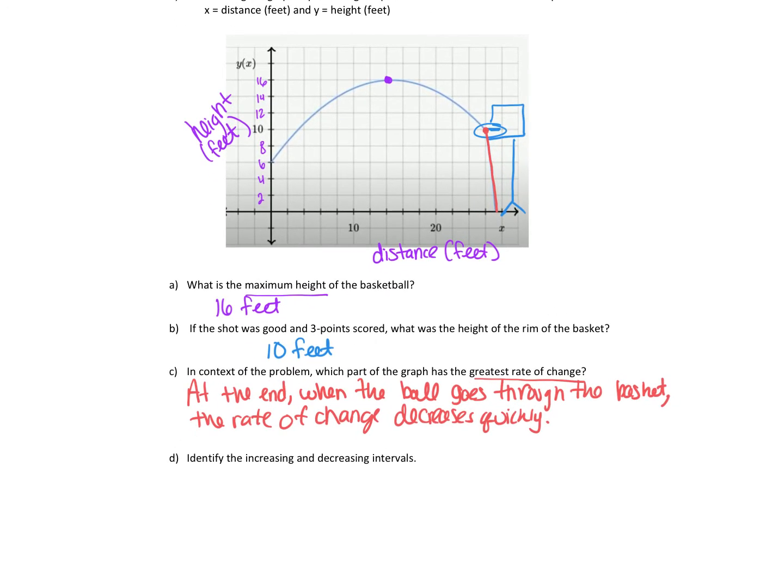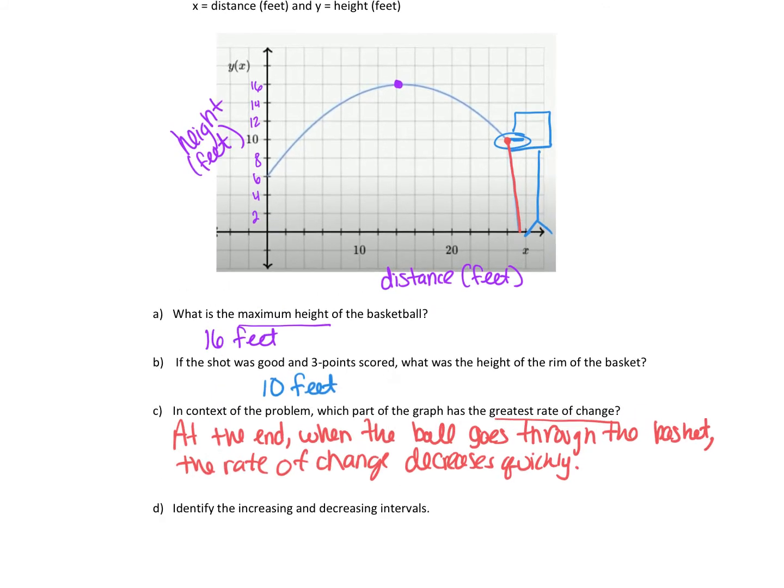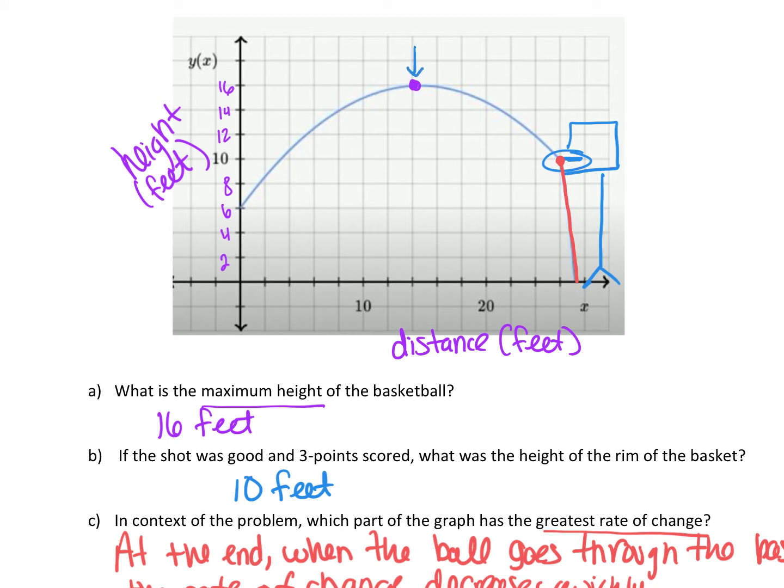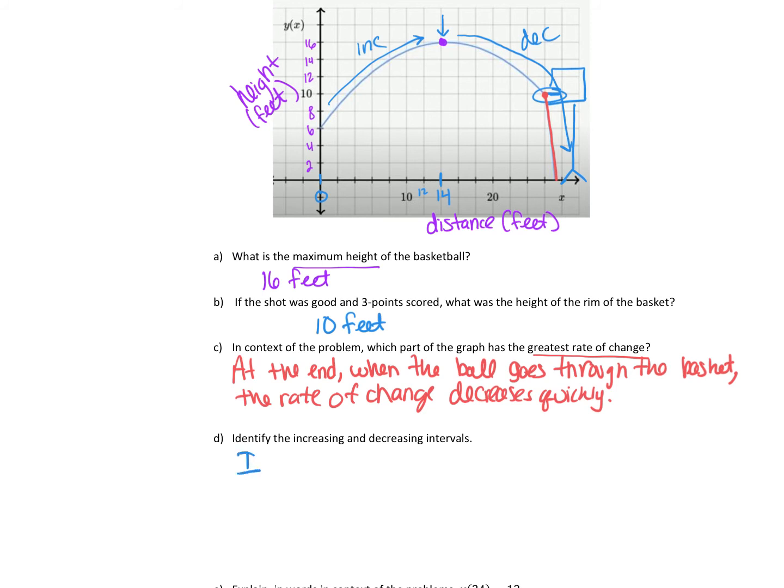All right, D says identify increasing and decreasing intervals. So if my maximum is right here, that means it's going to increase up until that point, and then it's going to decrease the rest. So my graph is increasing from X is 0 to X is 12. Oh no, this is 12, that's 14. Sorry guys, I forgot it was by twos. So it's going to increase from 0 to 14. And it's going to decrease from 14 to, well, it hits the ground, 22, 24, 26, 28, so about 27.